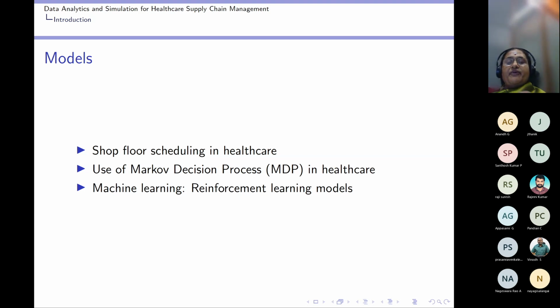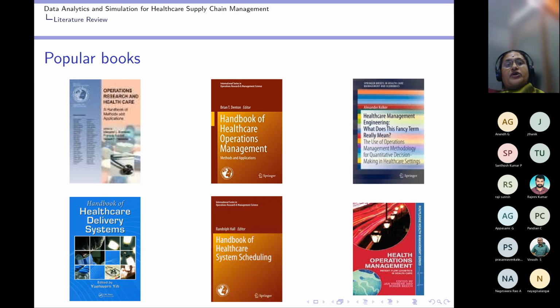Before I go on, I just want to present a few books which could be of interest for researchers or faculty. The first book I have here is Operations Research and Healthcare. This is a very good book, an edited handbook on methods and applications, and it is for the entire healthcare domain. You have everything from managing blood banks to routing of ambulances to health policy, showing how OR can work in each of these different dimensions.